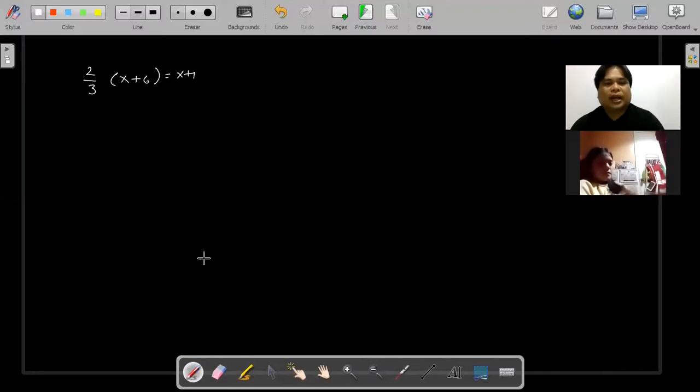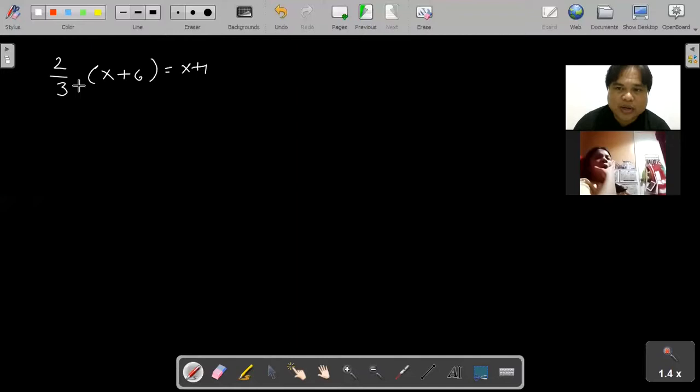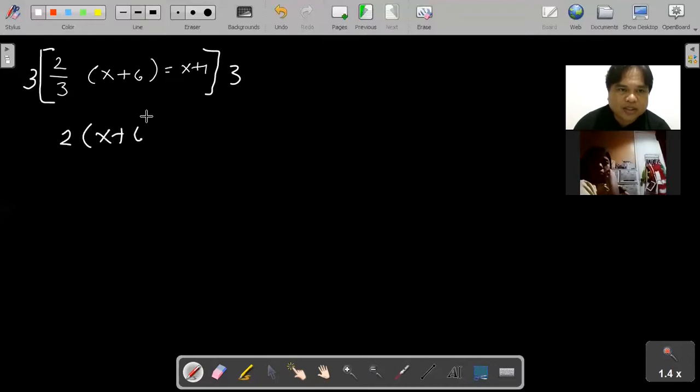Okay. Another way of solving this, Fion, is you can start by multiplying both sides by 3 to get rid of the denominator. So what you will do is you multiply both sides by 3, and then 3 at the other side as well. So the 3 and 3 here cancel out. All you have left is 2 times x plus 6, and then you have 3 times x plus 1.